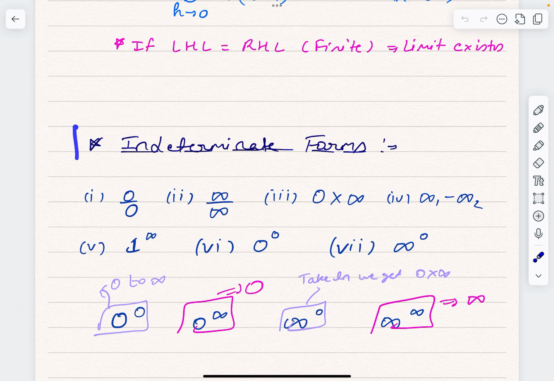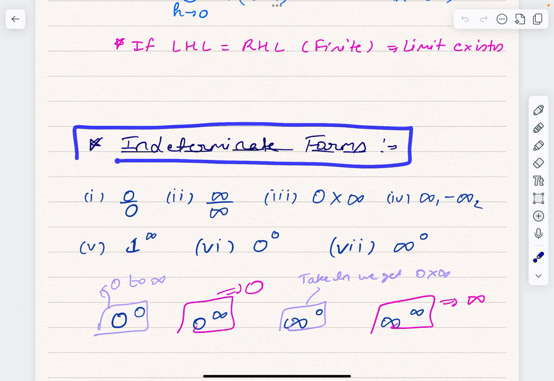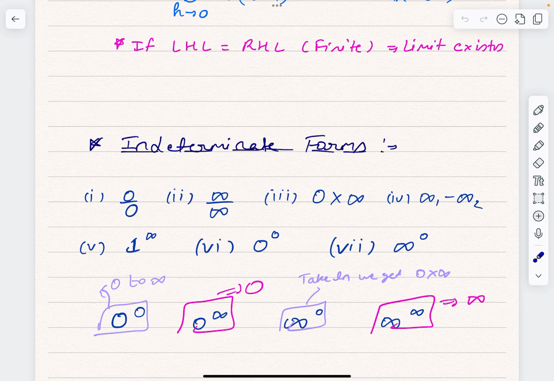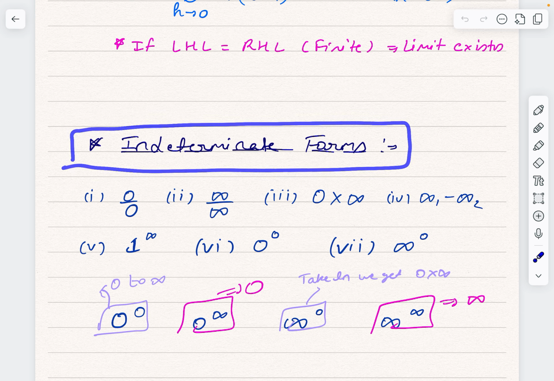Next we have here indeterminate forms. So this is the most important point. Where is the application of limits? It is for indeterminate forms. Now what are indeterminate forms?